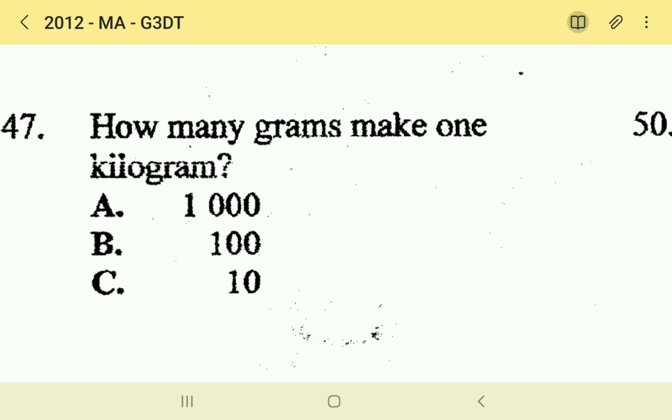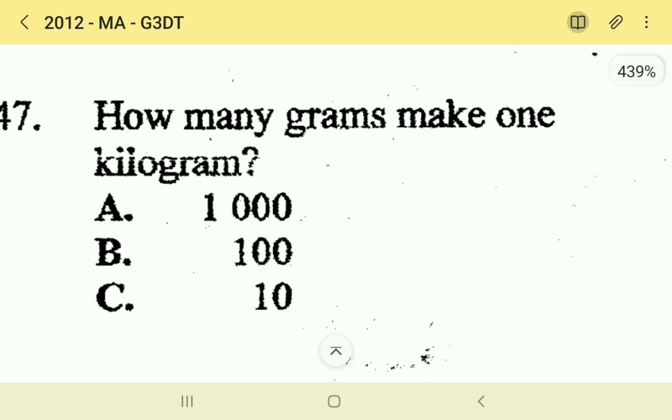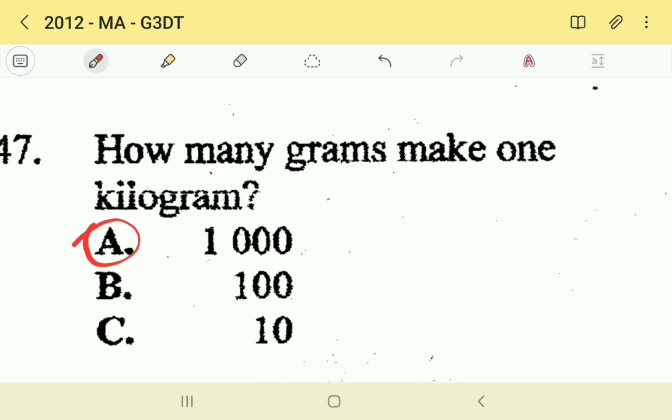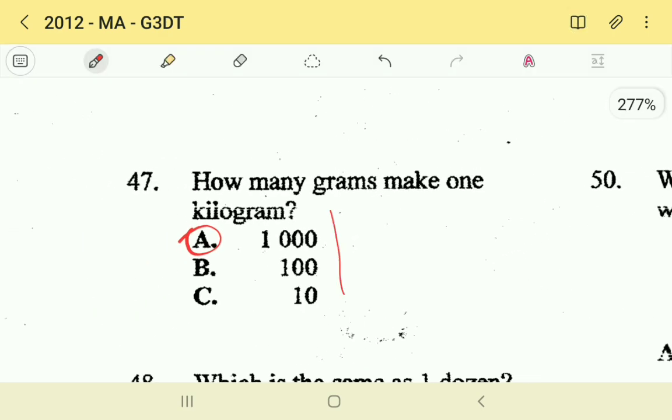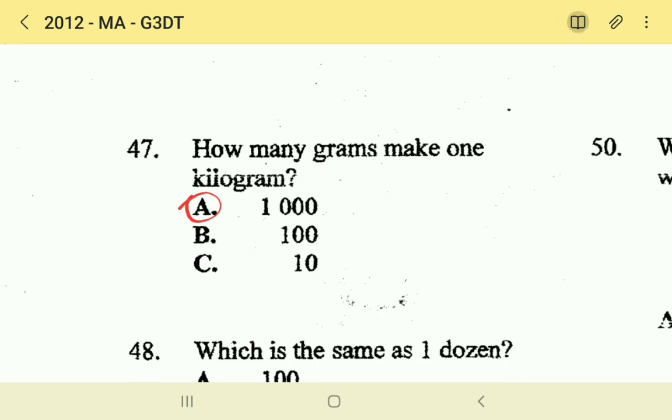47. How many grams make 1 kilogram? Alright? Quickly, this one is for the boys. The answer is A. Good job, boys. Give yourself a hand. Girls, clap the boys. Good job.